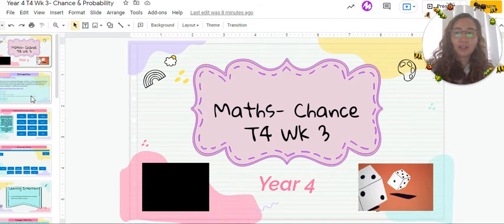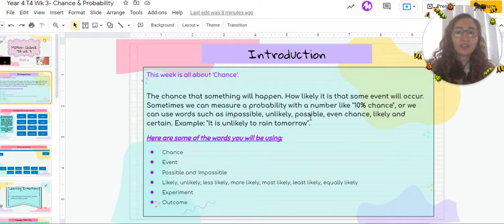So if we have a look at the next slide, it is our introduction. This week is all about chance. The chance that something will happen. How likely is it that the same event will occur? Sometimes we can measure a probability, which is how likely something is, with a number like 10% chance, like I said with the weather. Or we can use words such as impossible, unlikely, possible, even chance, which is the same as 50-50.